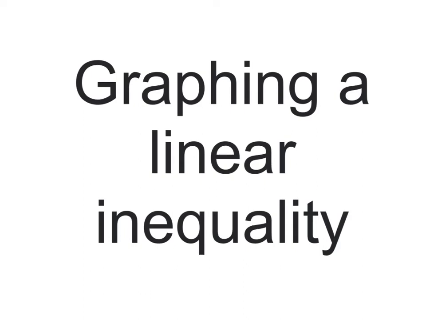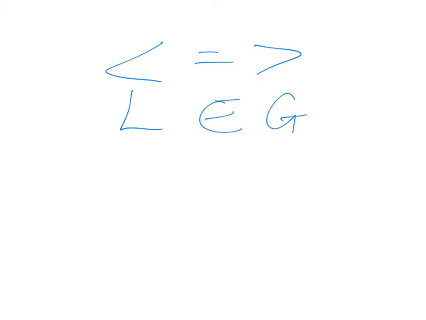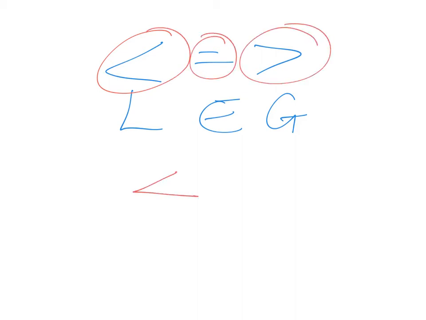Graphing a linear inequality. Just to remind you what the different signs mean, some students use this, LEG. So this sign here means less than, this means greater than, and this means equal to. Of course, this will be less than or equal to, this will be greater than or equal to.